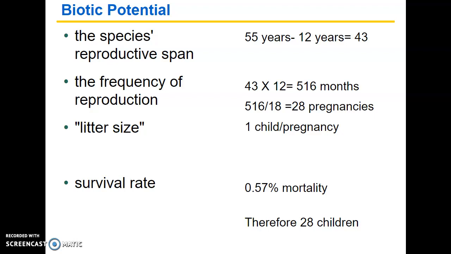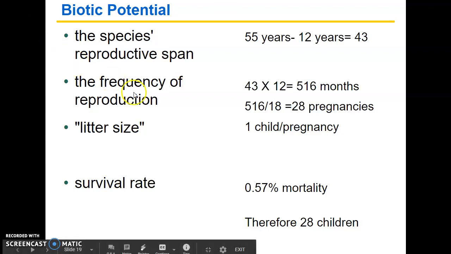The average litter size of a human pregnancy is 1 child. The survival rate, there's a 0.57% mortality. So the average woman therefore has a biotic potential of 28, which is, again, not realistic at all, but just gives you an idea.